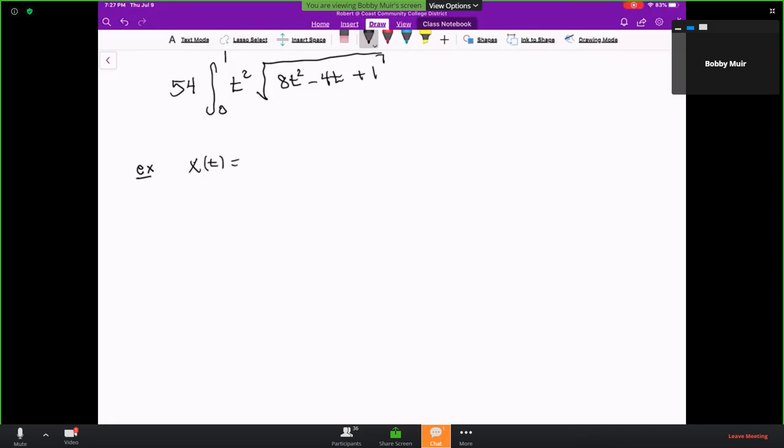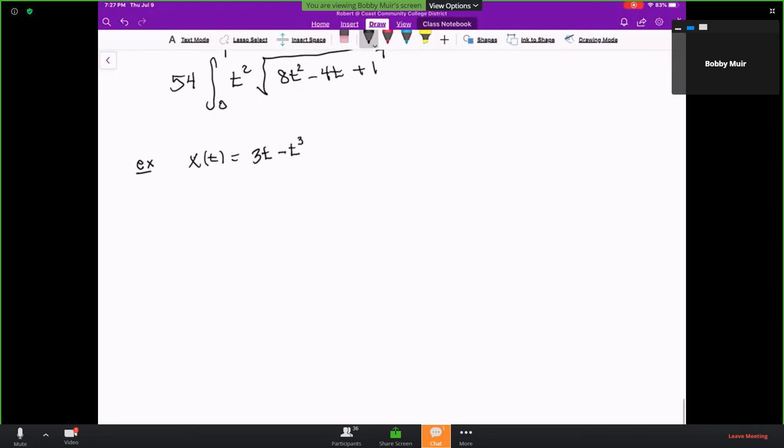In this problem, it was find the exact surface area. x of t is 3t minus t cubed, and the other one is y of t equals 3t squared. t goes from 0 to 1. Instead of writing down the square root, I'm going to take the derivative of the x, which is 6 minus 3t squared, and square it. And then this derivative is 6t squared. And so now that's going to be a 36.